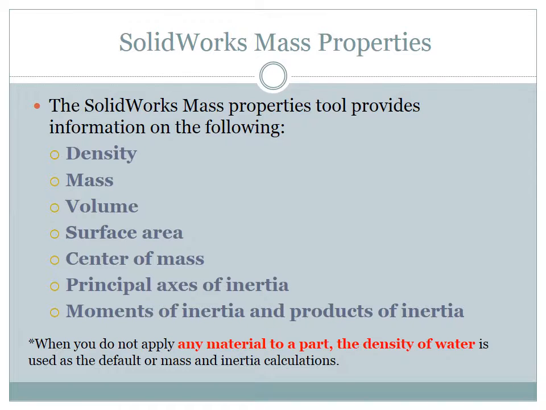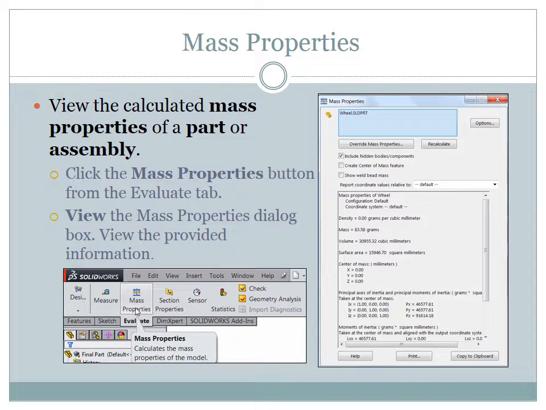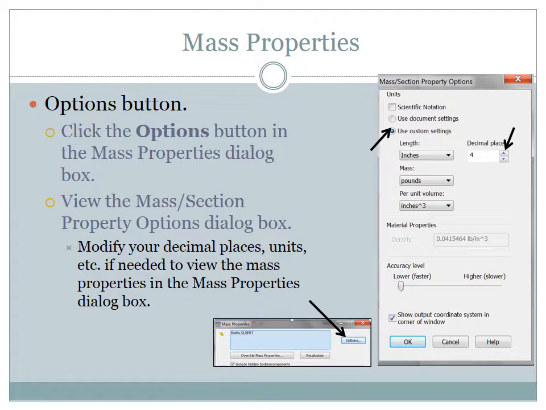As I mentioned earlier, this part of the CSWA will ask questions regarding overall mass, volume, and the location of the center of mass. One more time, please remember to set your material. Your mass value will be incorrect if you don't, even if your geometry is spot on. You should be very used to accessing mass properties by this stage in your studies. Also, don't forget you can change units, decimal places, etc. once you're in the mass properties box by clicking on options.